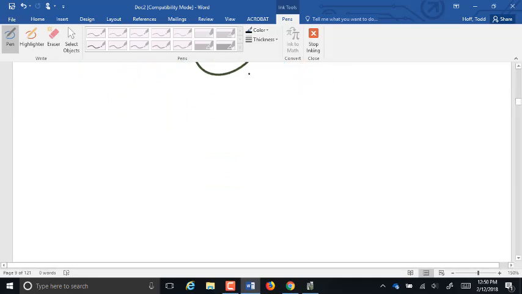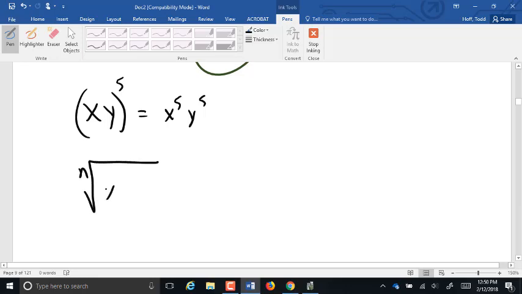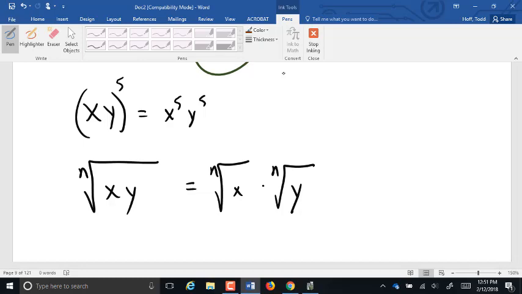Now, how does that translate into roots? If I had xy to the 5th power, I could do x to the 5th power and then y to the 5th power, right? If I have the nth root of x times y, I can do the same thing. I do the nth root of x times the nth root of y. This comes in kind of handy if you're working with larger numbers. Now we have the calculators now, which means we don't have to do a whole lot of thought when we do roots anymore.